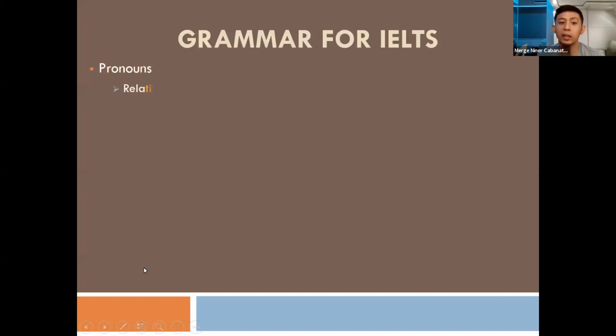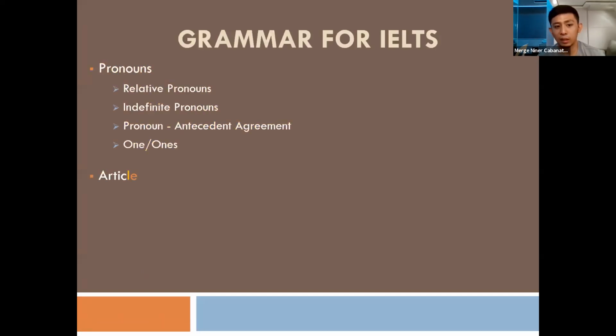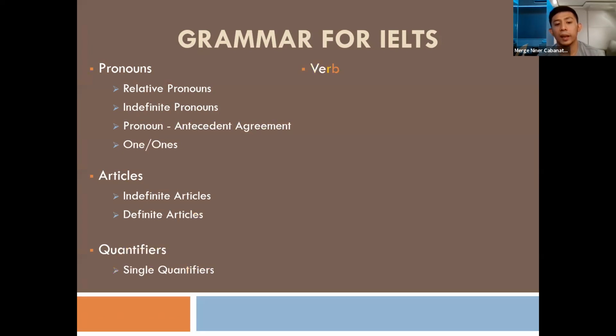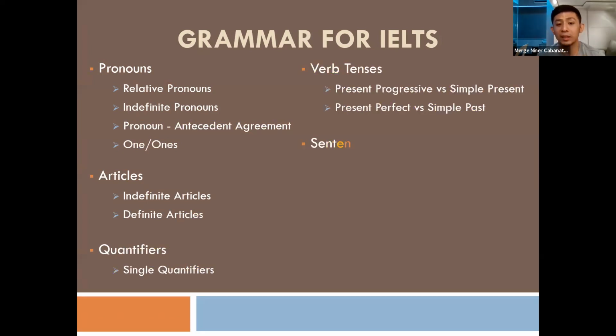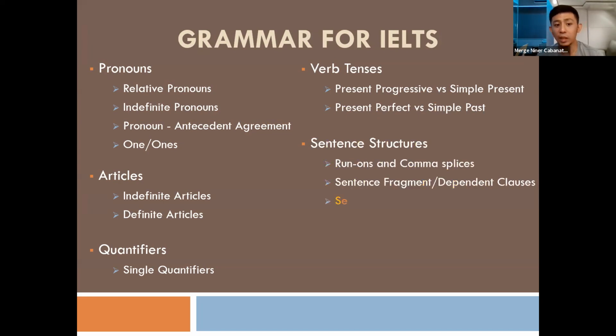For today, we only have one goal: for us to understand the level of grammar that we need to equip ourselves with, the grammar accuracy for the IELTS examination. Our topic, Grammar for IELTS, will cover the following, but of course, it is not limited to these. Pronouns, including the relative, indefinite, and the use of one and ones. Pronoun antecedent agreement would also be included. For articles, we have the definite and indefinite articles. And then we have the quantifiers.